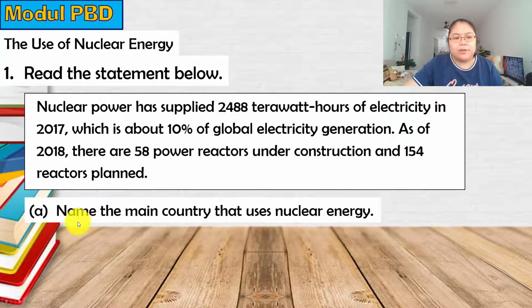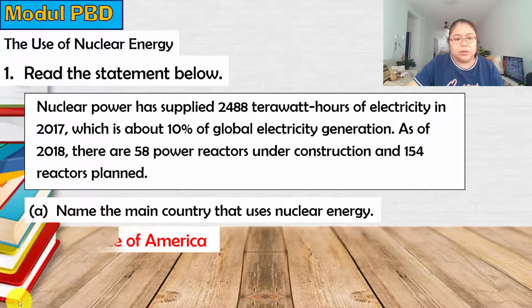Now the first question asks: name the main country that is using nuclear energy. From our knowledge, we know France, Japan, and the United States of America are using nuclear energy for power stations. So we check the answer. The answer here gives only one: the main country using it is the United States of America.